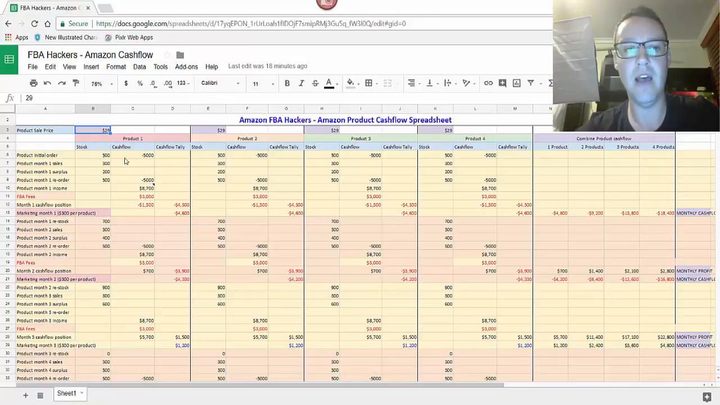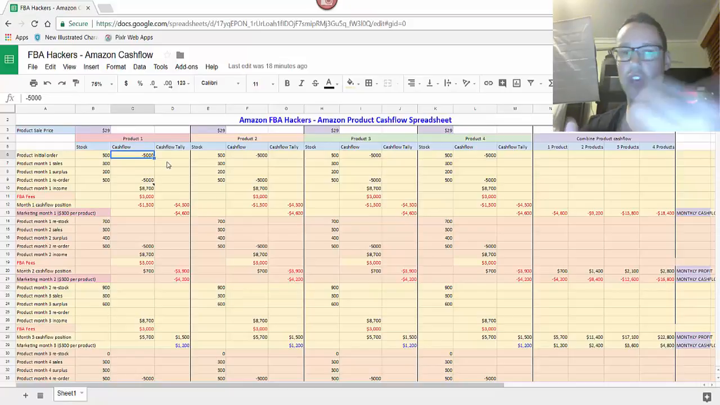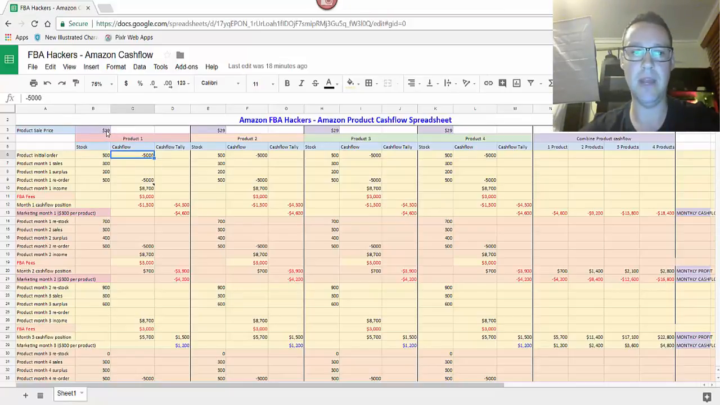So 500 times $10 is $5,000. You can change these. You could update this and just make it a $15 product and halve that, or make it even less if you can get it for cheaper. But whatever it is, you could enter that value there and work out the same calculations. But this is pretty spot on.